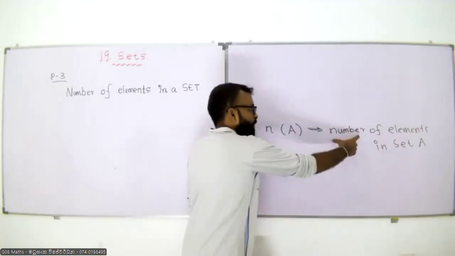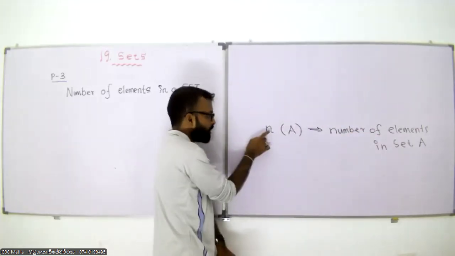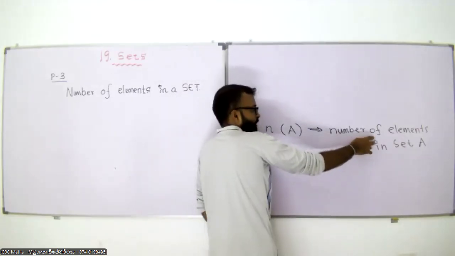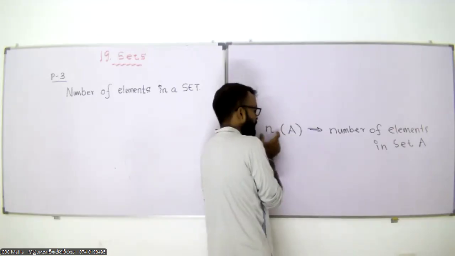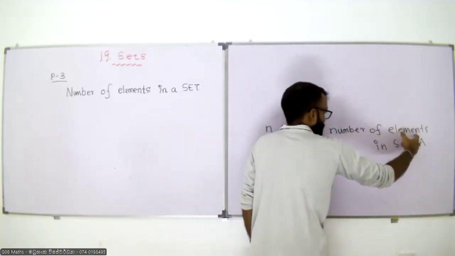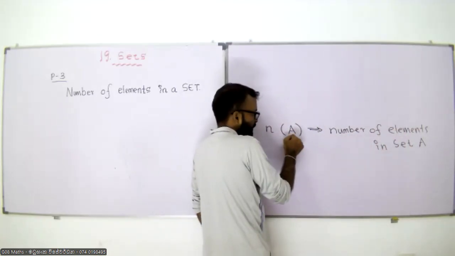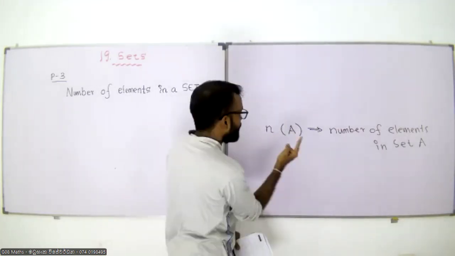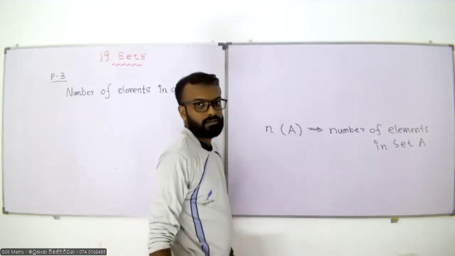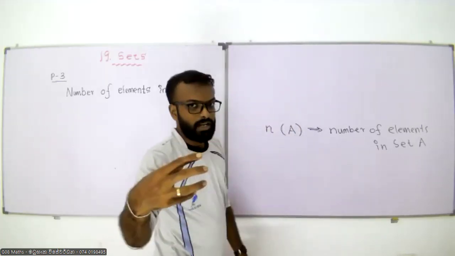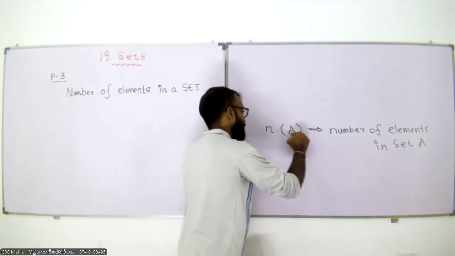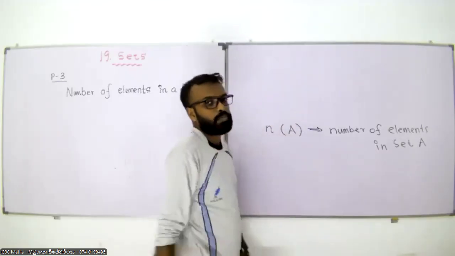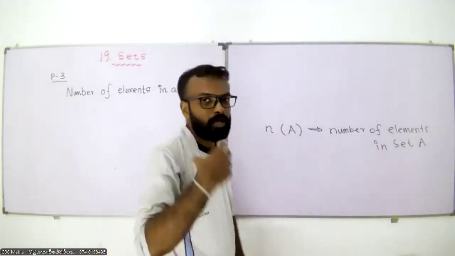Right. So, number of elements. This is the meaning. N represents the number of elements in set A. That is how we are going to read it. This is the mathematical representation. So I hope you got that.